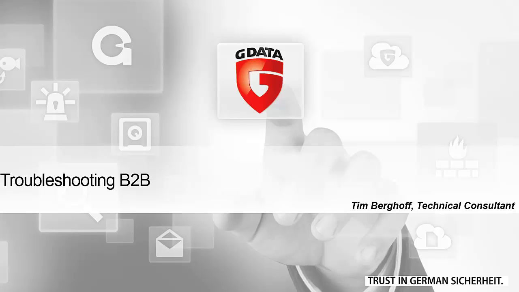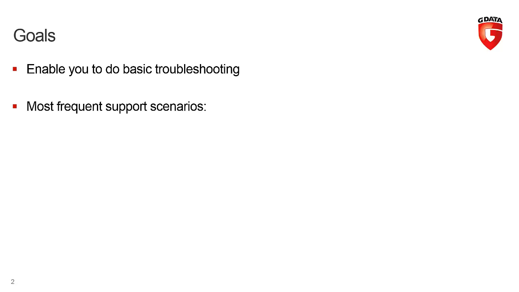In this episode, we will cover basic troubleshooting guidelines. By the end of this episode, we will have covered some of the most frequently occurring scenarios. Most cases that are reported to our support engineers fall in one of three categories: client-server connectivity, installation, and updates.